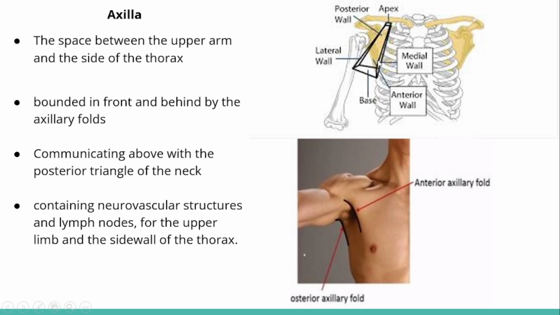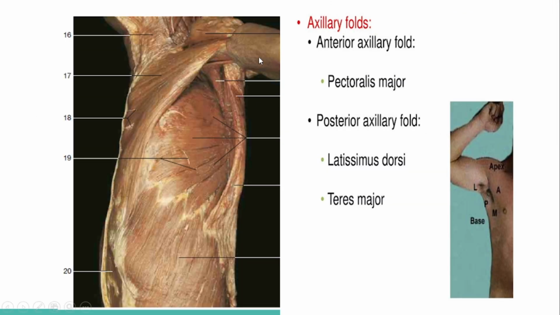Axilla communicates above with the posterior triangle of the neck. It contains neurovascular structures and lymph nodes for the upper limb and the side wall of the thorax. Anterior axillary fold is formed by the pectoralis major muscle, and the posterior axillary fold is formed by the latissimus dorsi muscles.